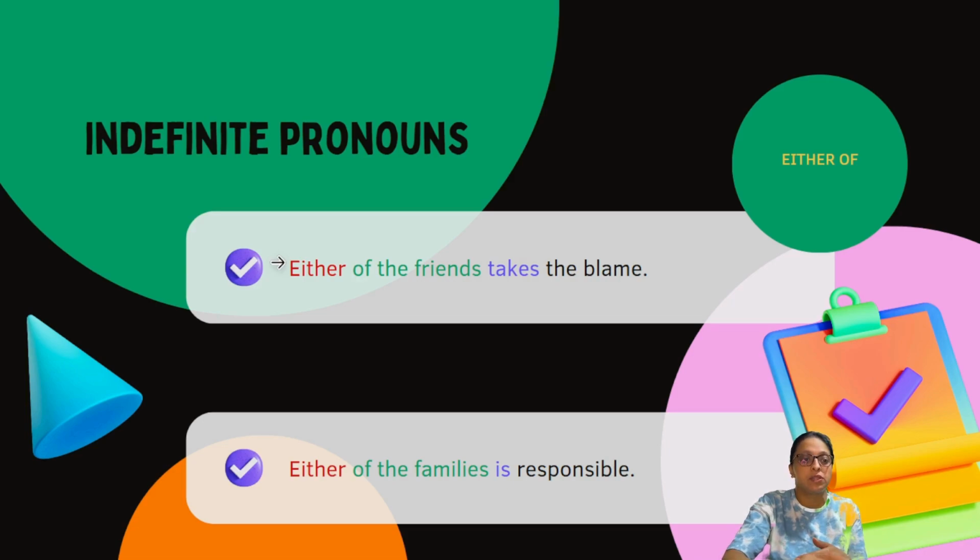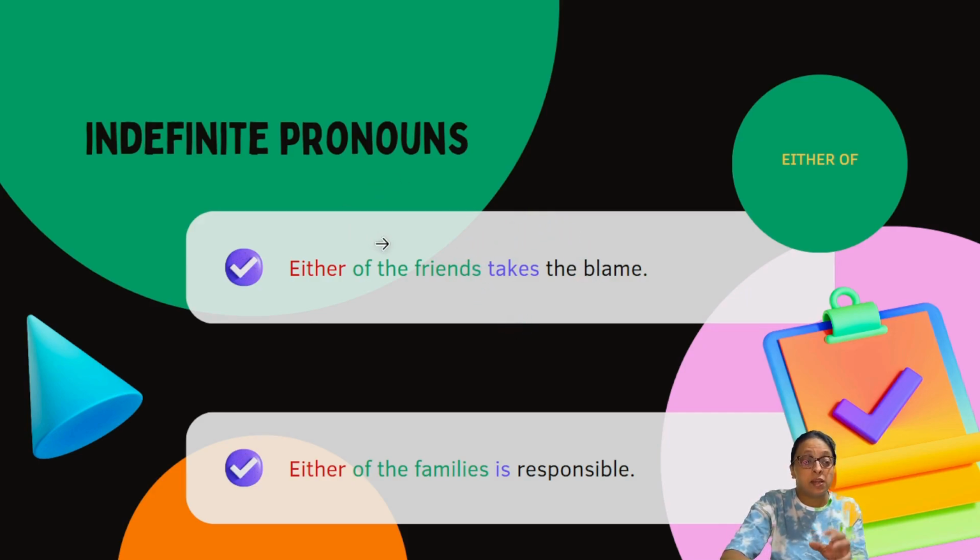So in this sentence also, "Either of the friends takes the blame." Why have we used "takes" here? Because there are two friends. Out of that, we want to say one of them takes the blame. So we are not saying that both are taking the blame. We are saying that one of them, that is either one of the two, takes the blame. That's the reason why we have used the verb in singular.